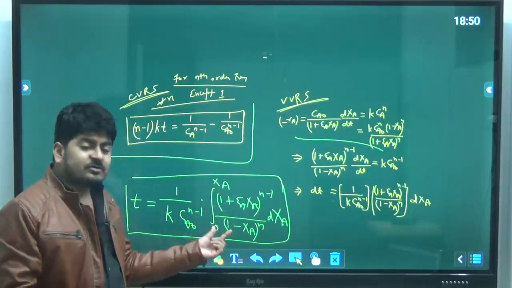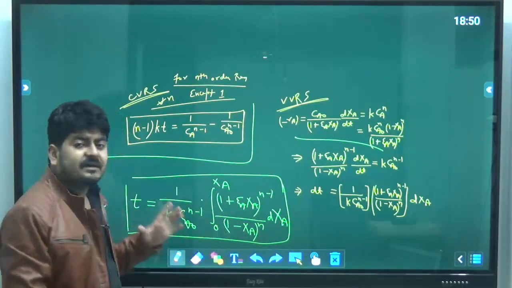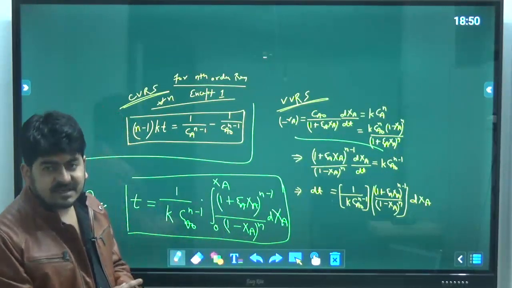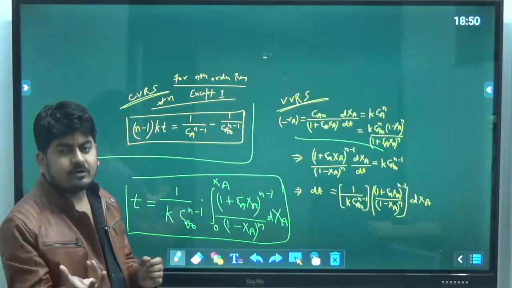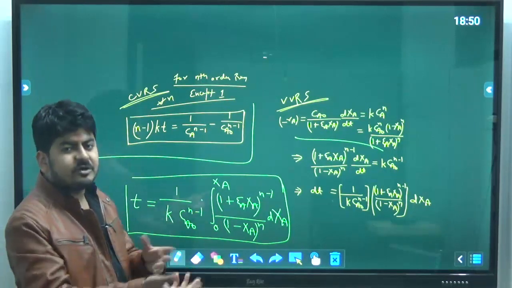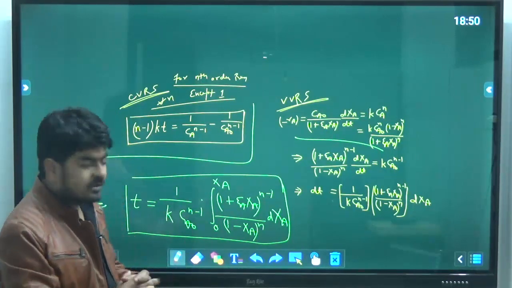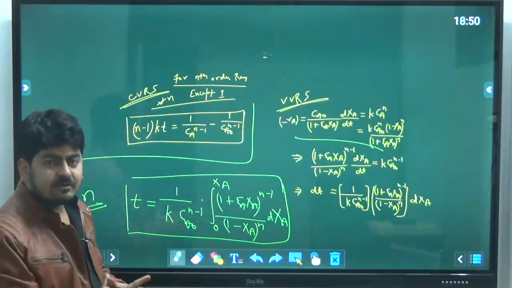Okay, so by using Simpson's 3/8 rule, you can solve this. You will get the time. Why Simpson's 3/8 rule only? Because it has a higher order of convergence. So the accuracy of the answer will be more as compared to the trapezoidal and Simpson's 1/3 rule. Anyways, I hope all this part is clear about the kinetic equations.